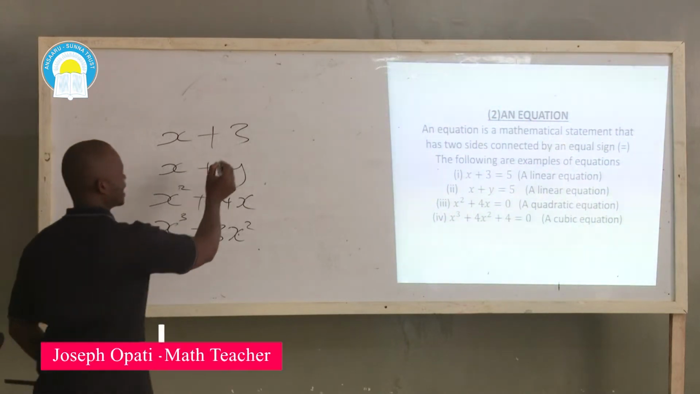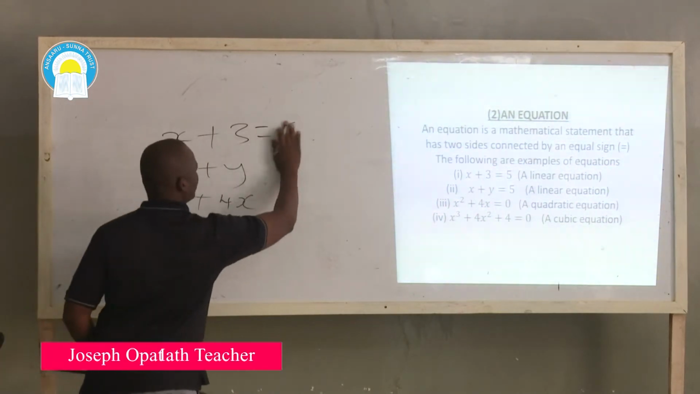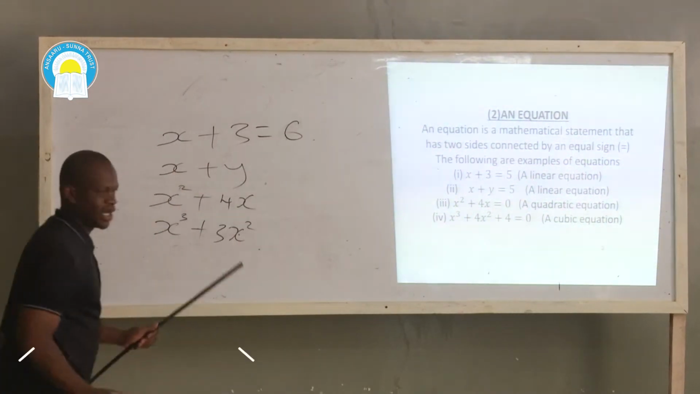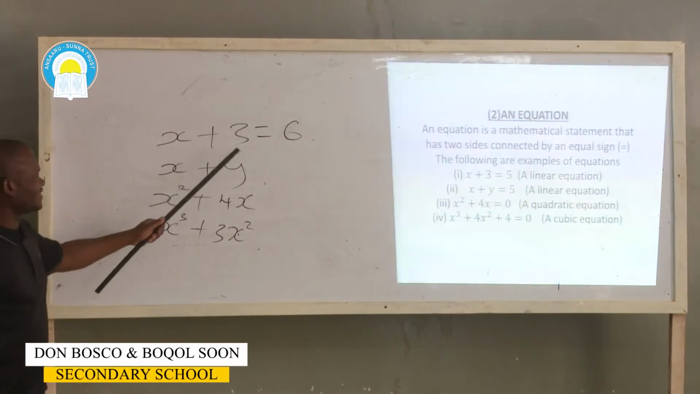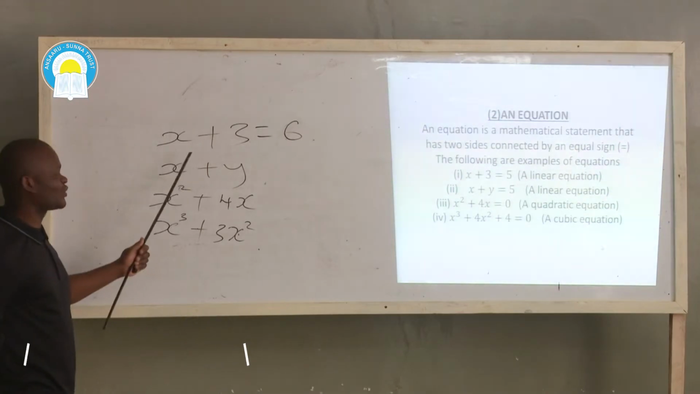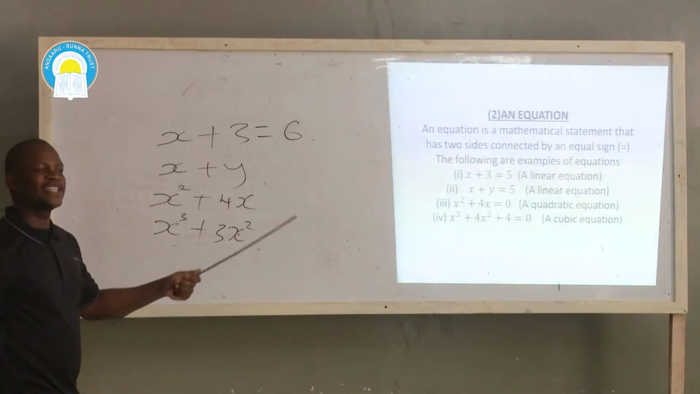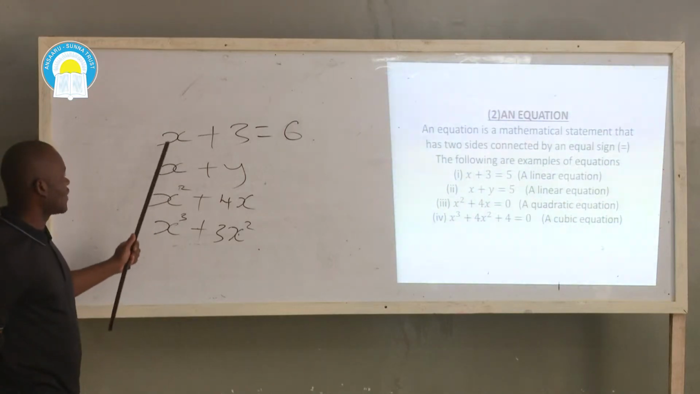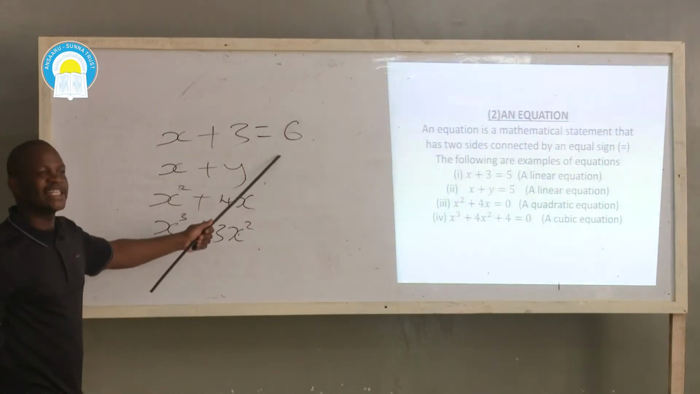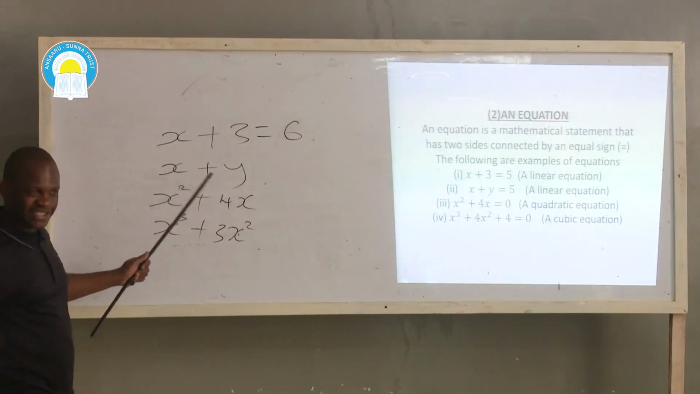The moment I add the equal sign, and then I have x plus 3 is equal to 6, it becomes an equation. Initially it was an expression. What type of expression? It was a linear expression. Now I end up with a linear equation.